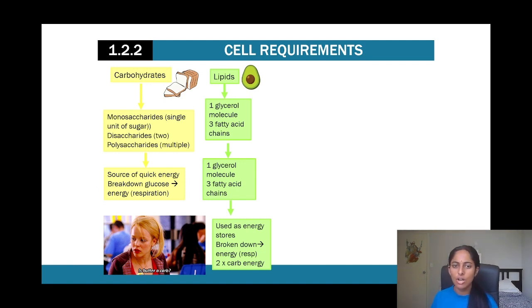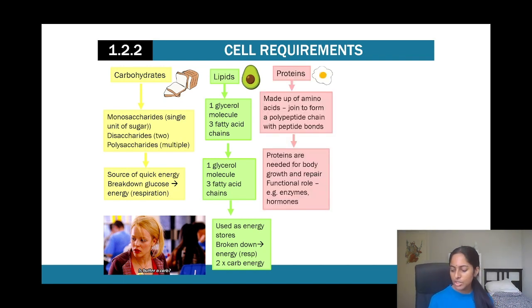Lipids pretty much consist of fatty acid chains as well as glycerol. So it mainly needs one glycerol molecule as well as three fatty acid chain molecules. These can either be stored as lipids, or they can also be used and broken down into energy through respiration. You don't need to understand how it works, but it's still good to understand that it can be converted kind of into a carb. So yeah, it's really interesting and cool.